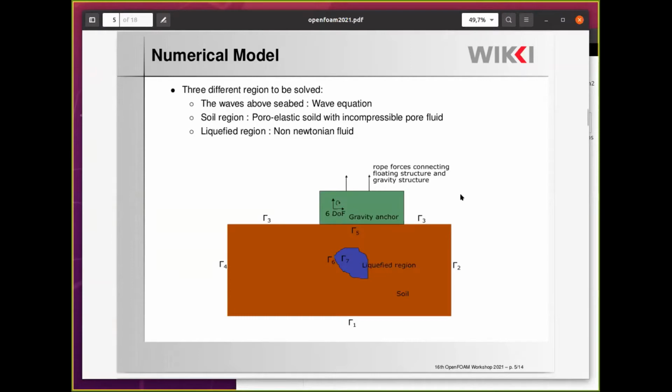We are right now at the very beginning of the project. So in this presentation, I would like to share my results only till the onset of liquefaction. Also, in the cases that I'm going to show, I just have the waves and I don't have the effect of this gravity anchor.